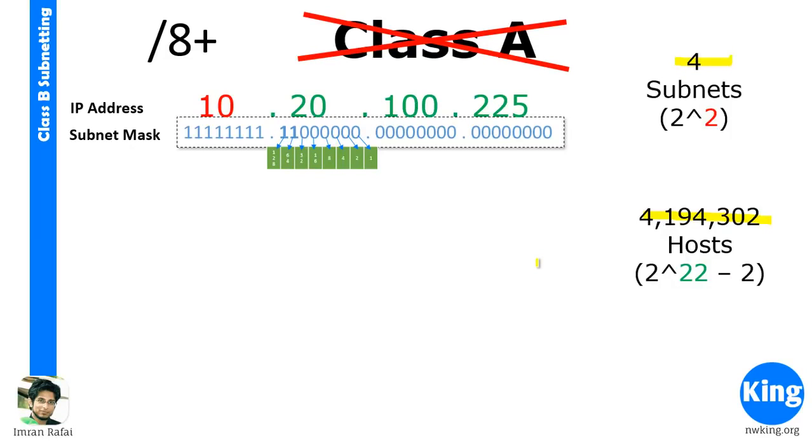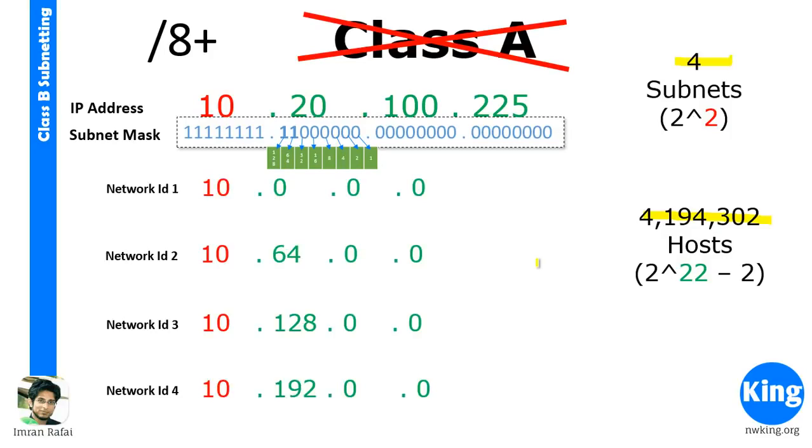We all know this. Make everything into 0. Fantastic. So it is going to be 10.0.0.0. How do we get the next network ID or the subsequent network IDs? We add the place value of the last bit. In this case, it is 64 and it is in the second octet. So we add 64 to the second octet. So the network ID of network 2 is 10.64.0.0. Then it is 10.128.0.0. Then it is 10.192.0.0.